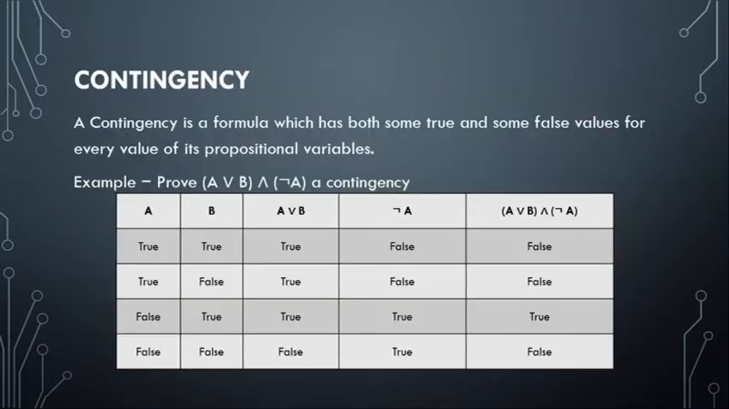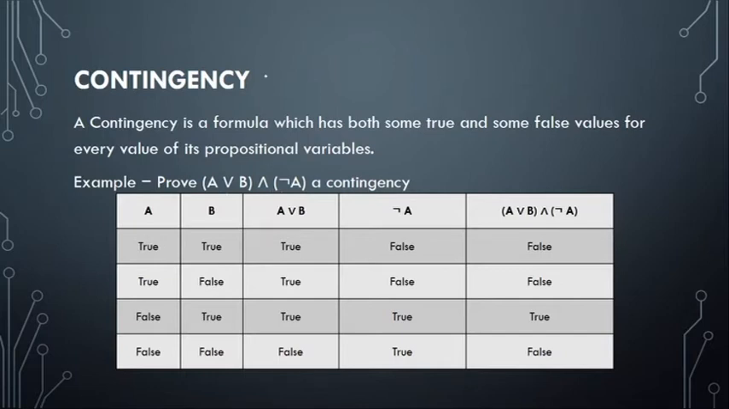So, the third type of proposition is the contingency. So, unlike tautology and contradiction, contingency is a formula which has both some true and some false for every value of its propositional variables. Pasabot sa return value niya sa ana na proposition na ay true, na apoy false. So, combined na iyahag true and false. So, if you take a look in the truth table, so prove that A or B and not A.